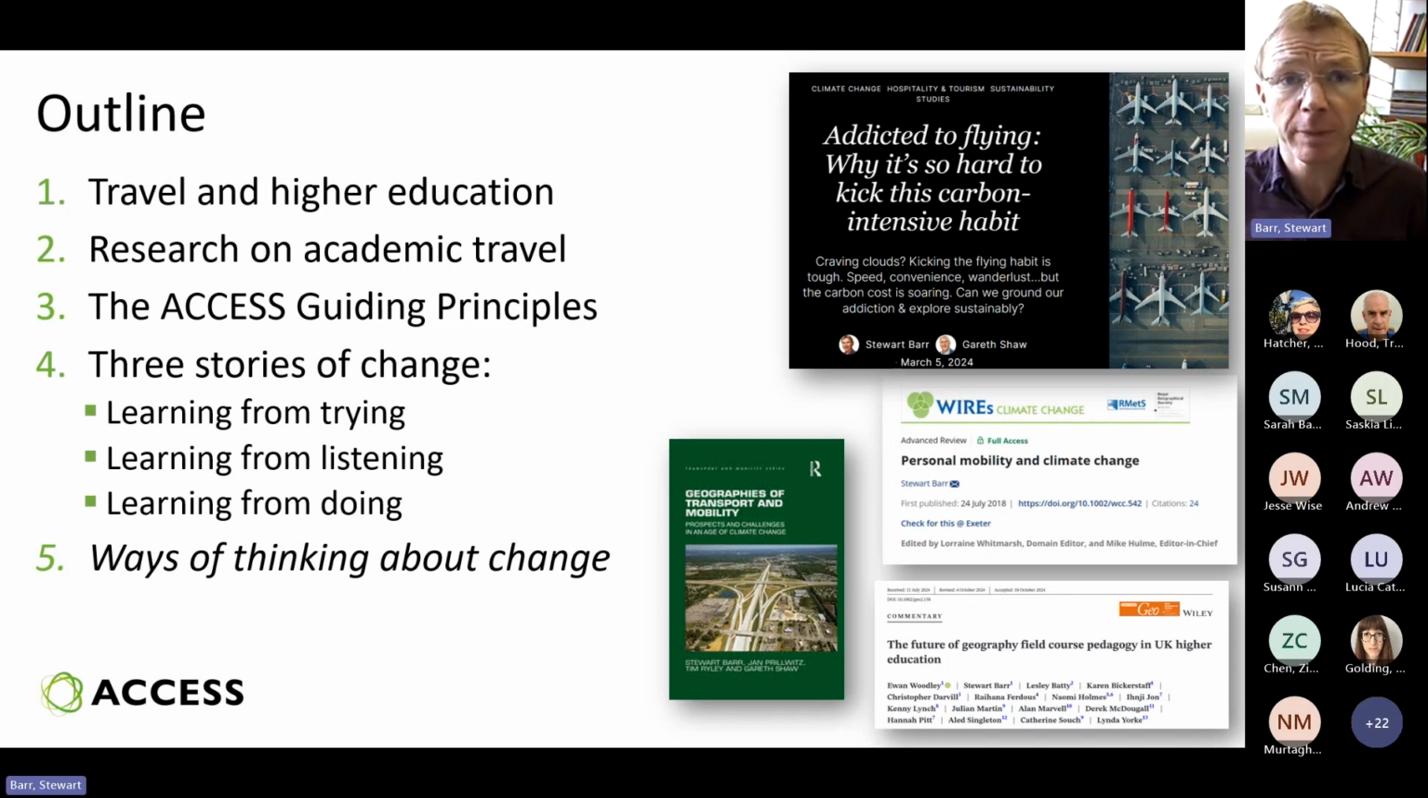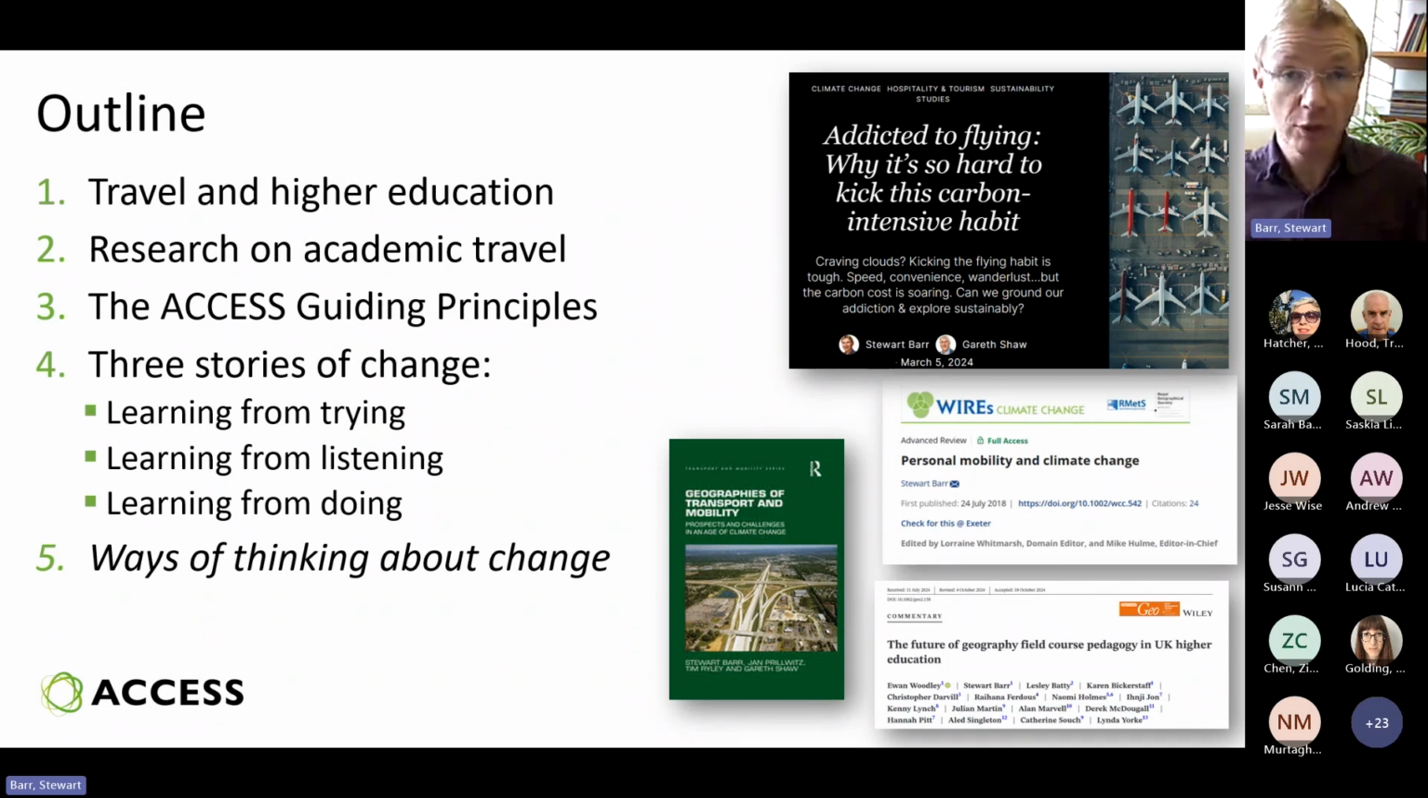I'll then say a little bit about the academic research that's been undertaken on academic travel, because there's been a lot of focus on this, particularly as academics are the people who are doing a lot of climate research. So there's been a lot of commentary on what academics are doing to reduce their own carbon footprints. I'll then set that into context with the Axis guiding principles.